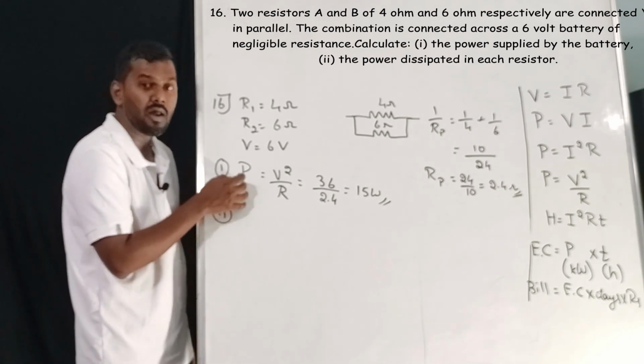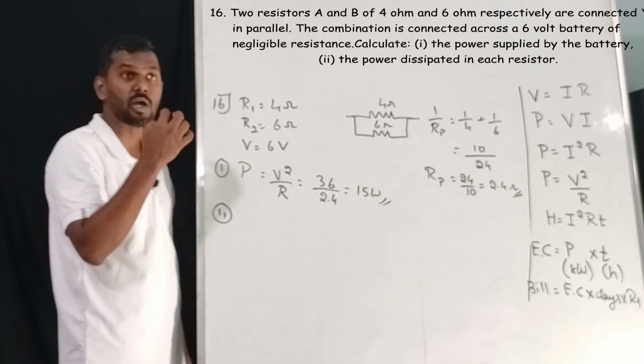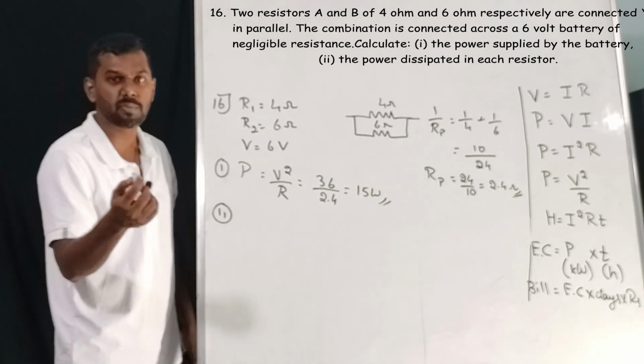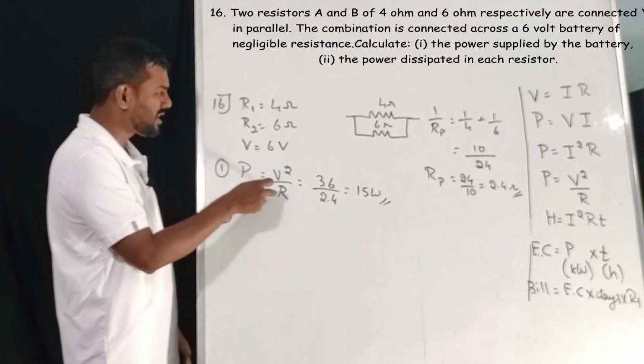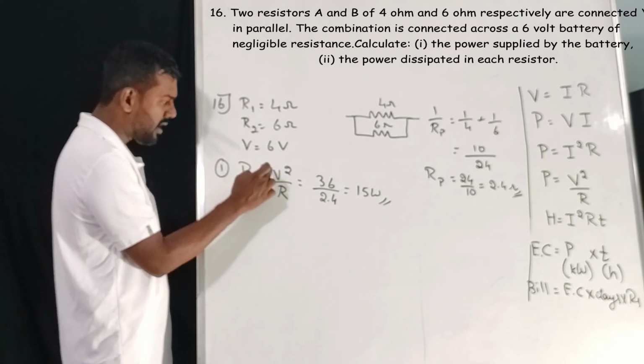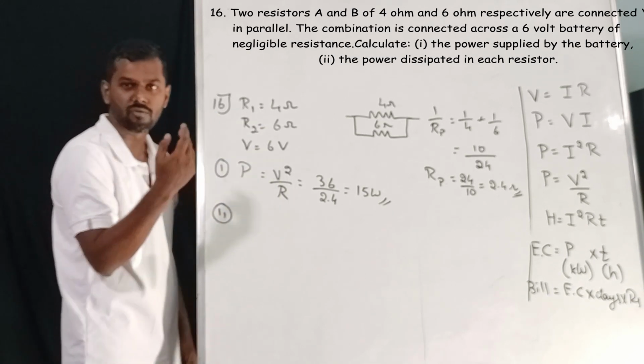Listen, this is the power from the battery, so we took the complete resistance. Now they are talking about power dissipated, power wasted. Dissipated means power wasted in each of the resistors, so we'll use separate resistors only. The same formula, V will be the same, R will be different for the two cases.